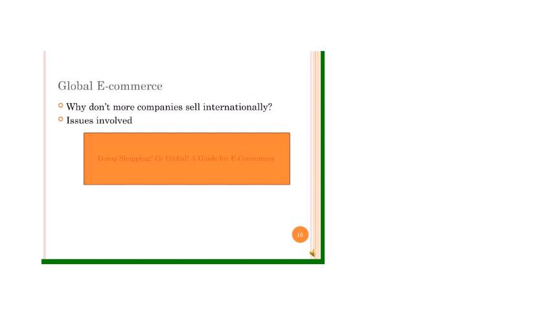Why don't more companies sell internationally? The internet is global, so why doesn't this happen? Why does most of the selling happen in our own backyards? There are many reasons why companies are choosing to advertise big and sell local. One reason is that oftentimes SMEs don't have the financial means and the know-how to complete an international transaction.